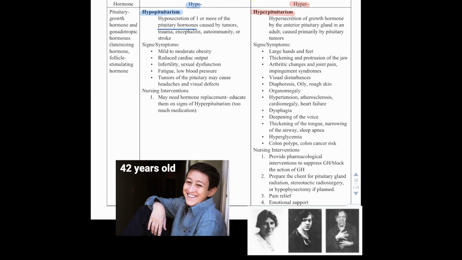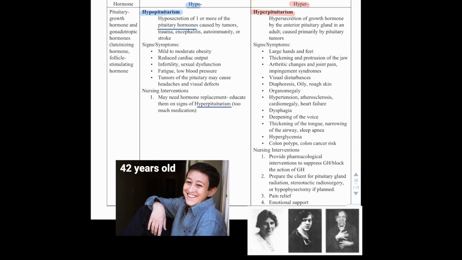Our signs and symptoms for hypopituitarism, so when it's low, are mild to moderate obesity, reduced cardiac output, infertility, sexual dysfunction, fatigue, low blood pressure, and tumors of the pituitary that may cause headaches or visual deficits. Our nursing interventions are we may need hormone replacement, and we need to educate them on signs of hyperpituitarism because if they have too much medication, it can cause that.